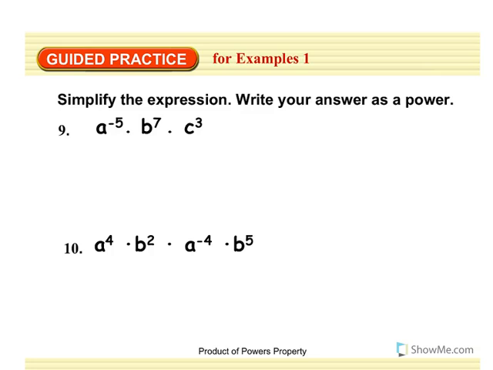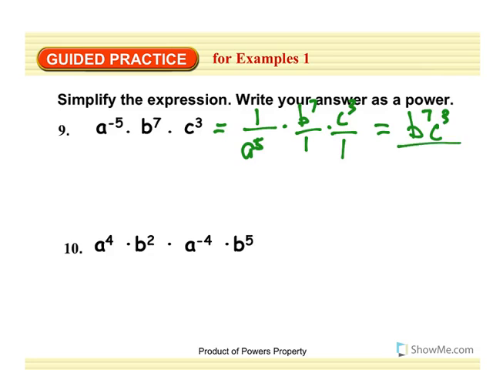What about this one? Well, all of my powers are different. So the only thing I can do is rewrite them as fractions, right? So a to the negative fifth is 1 divided by a to the fifth. B to the seventh, of course, has a denominator of 1, so does c to the third. So I get b to the seventh c to the third, divided by a to the fifth.